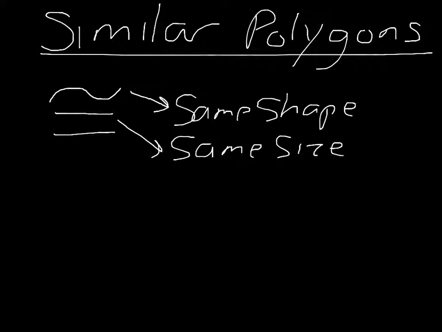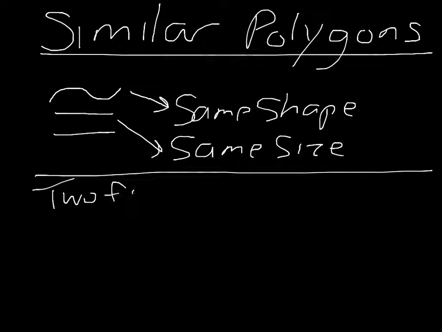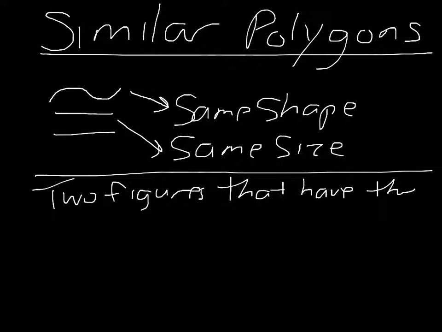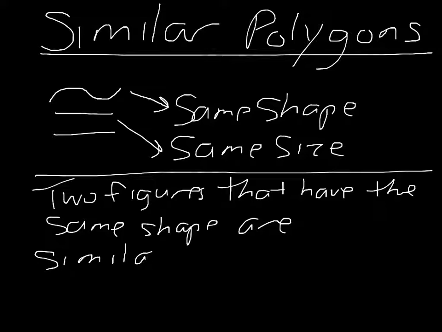So the same shape must be that squiggle above it. And that's what this is. Similar polygons, similarity, I should say, and we say this: two figures that have the same shape are similar. And we use the squiggle for similarity or for similar.